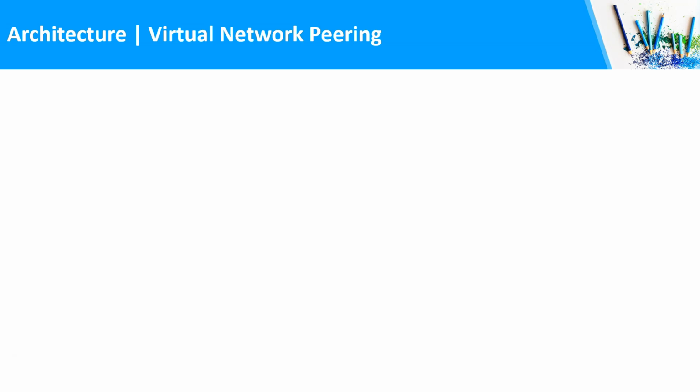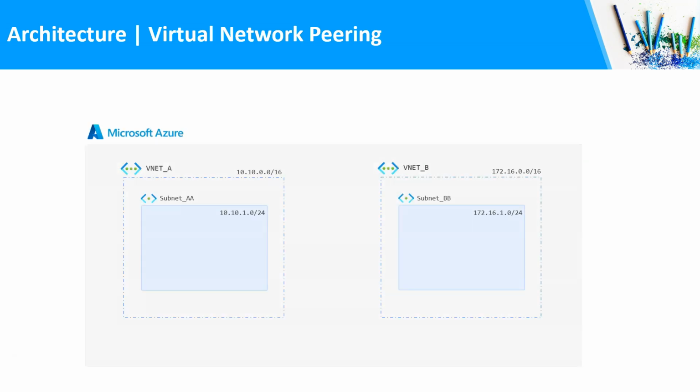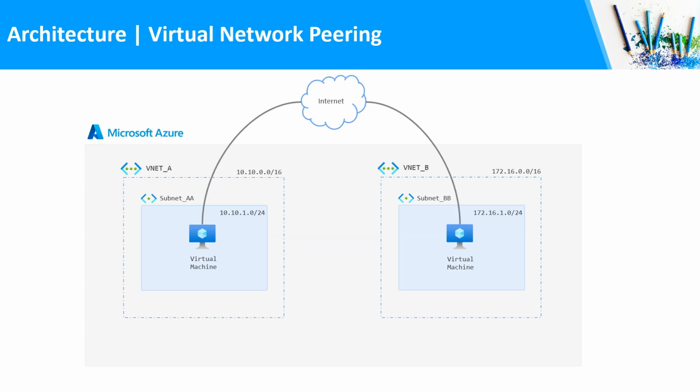Now, let's look through the architectural connectivity of paired virtual networks. Let's assume that we are having two VNets in Azure, that is VNet A and VNet B. What happens if the resources within these VNets want to communicate with each other? Simply, they will use the public internet connectivity for this type of communication. Since the data is traversing over the public internet, this type of communication is not secure at all.